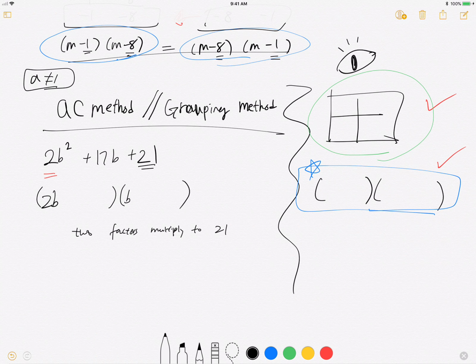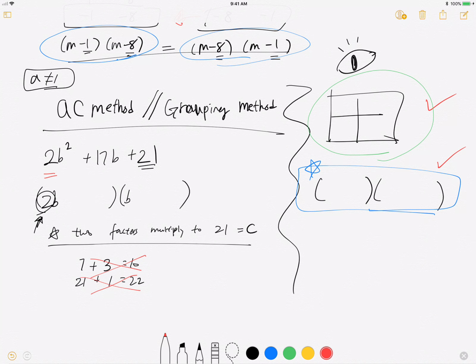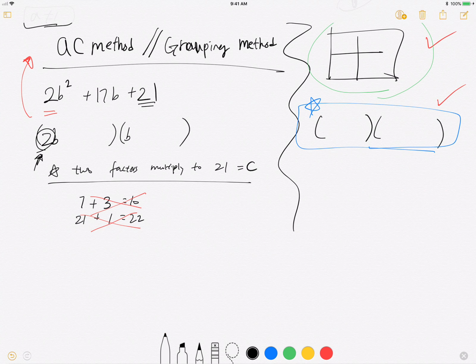However, the factors that multiply to give you the c value cannot add to give you the b value in this particular case, because there's a 2 in here. This 2 changes the game, because even if you were to do 7, 3, or 21 and 1, no matter how you do it, that will not add to give you 17. These two will give you just 10 and 22. So neither of them would work if you technically use the very first steps that I've told you.